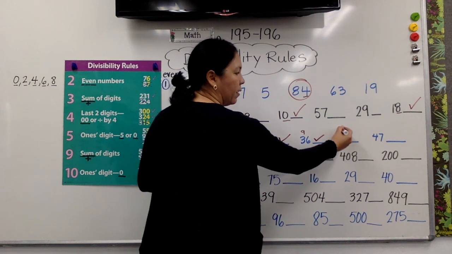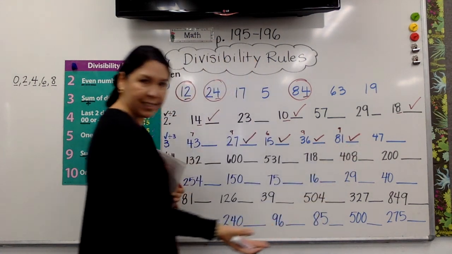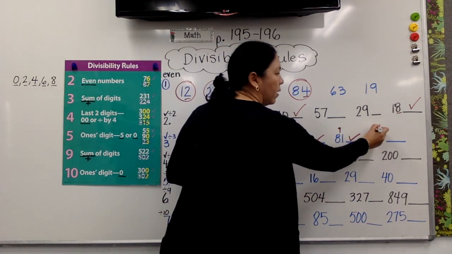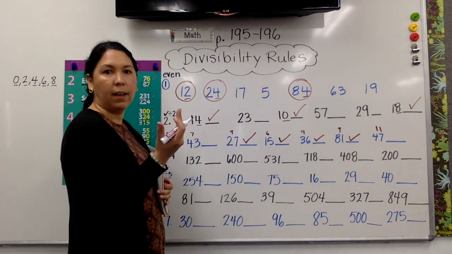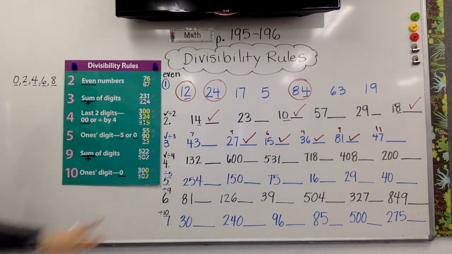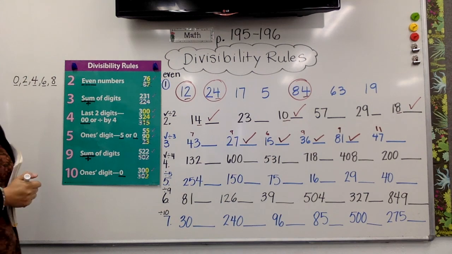8 plus 1. That makes 9. So that's divisible by 3. Last one. What's 4 plus 7? 11. You're right. 3, 6, 9, 12. No. So we checked them all except the first and the last. How'd you do on that one?